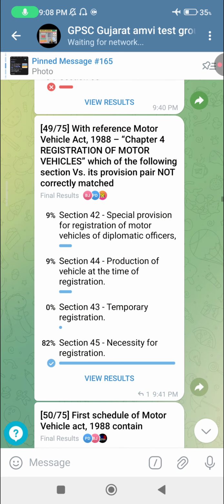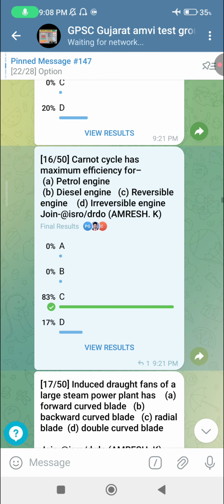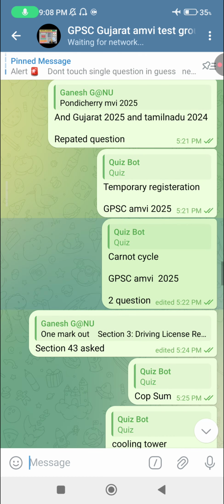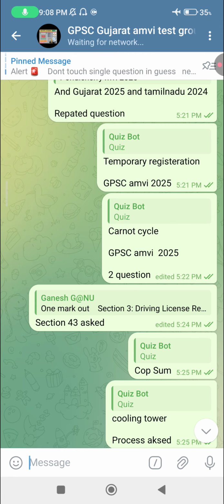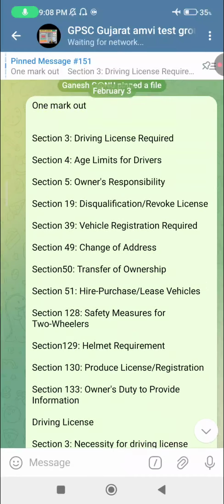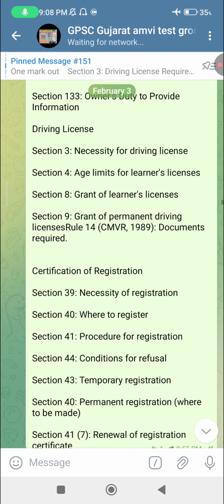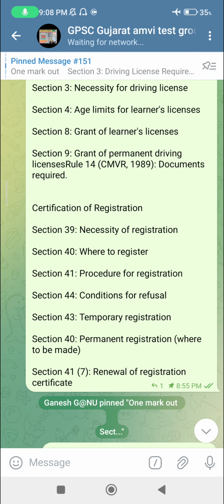Then temporary registration: section 43 is temporary registration. Then the Carnot cycle: two questions have been asked, which is the maximum efficiency produced in a reversible engine, and the Carnot cycle process, two isothermal processes. Section 43, for which I have given some hints, I said actually one mark out, definitely one question will be asked. So section 43 has been asked in your exam.